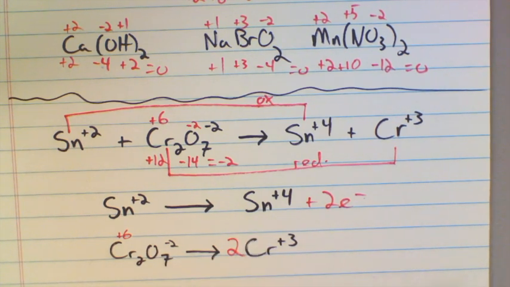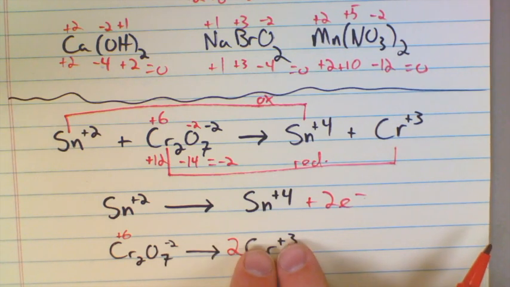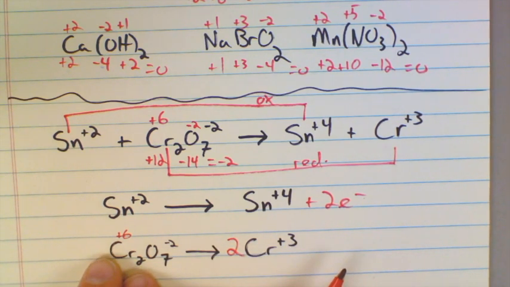What's our total charge on this side? +6. So good. I'm glad you said +6 there. A lot of times people forget to take the coefficients into play. So we got +6 over here, and what we got over here? +12. Because you've got 2 chromiums that are both +6. So how many electrons do we have to add on this side to balance it out? 6 electrons.